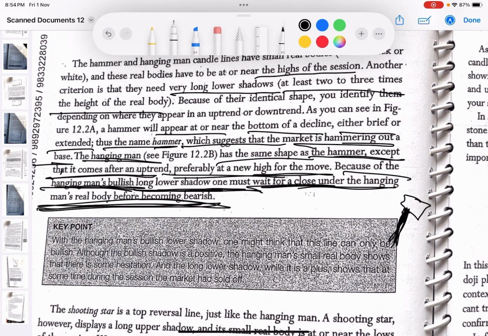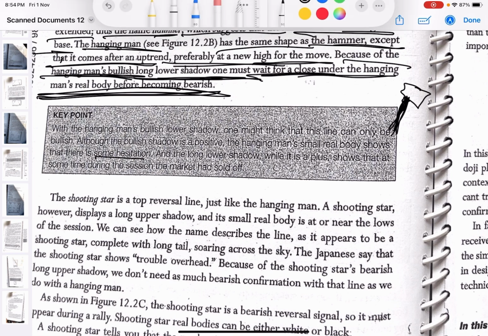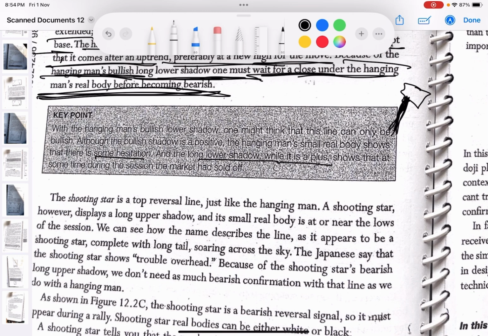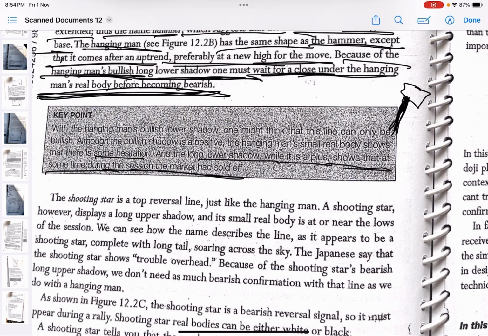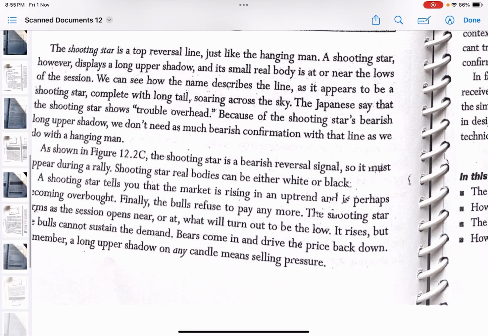You need a continuation candle before you actually take a trade. With the hanging man's bullish lower shadow, one might think that this line can be bullish. Although the bullish shadow is a positive, the hanging man's small real body shows that there is some hesitation. And the long lower shadow, while it is a plus, shows that at some point during the session the market sold off. All of these are basically signs that the trend is now about to reverse.